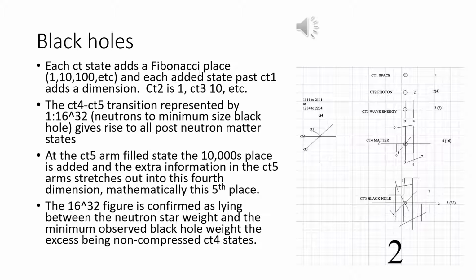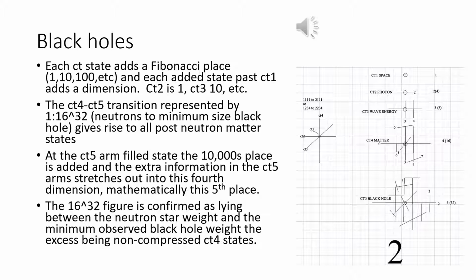for each state of compression, although these numbers have more to do with the Fibonacci series of numbers than with a base 10, which is a random system based on the number of fingers or toes that people have. Each place after CT1 adds a dimension. So CT1 is dimensionless, CT2 has one dimension, CT3 has two dimensions, and CT1 is a single place, CT2 is two places, and CT3 is three places, and so on.